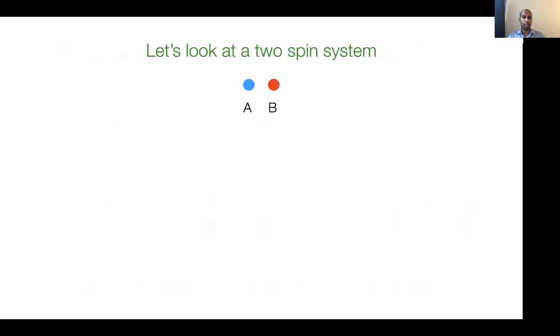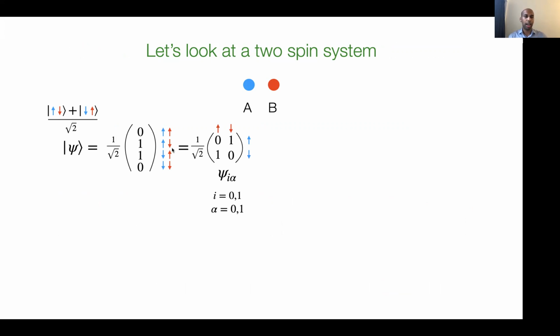So now, to set some notation, let's look at a two-spin system. Let's just imagine you have exactly two spins, A and B. If you have a Bell state, I can write it as a row vector, 0, 1, 1, 0. But instead of writing it as a row vector, I can also write it as a matrix.